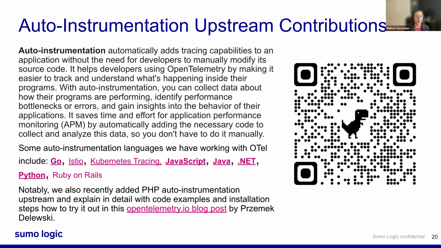We were able to cut that time down with auto instrumentation to maybe 20 minutes for some of the use cases. And that's pretty big for the customer. Some auto instrumentation languages we have working with OTEL include Go, Istio, Kubernetes tracing, JavaScript, Java, .NET, Python, and Ruby on Rails. The ones that are in bold are the ones that we've done upstream contributions to, or that the OTEL team has done upstream contributions to.